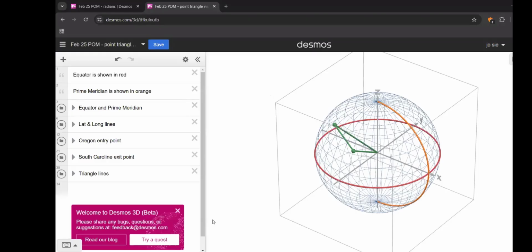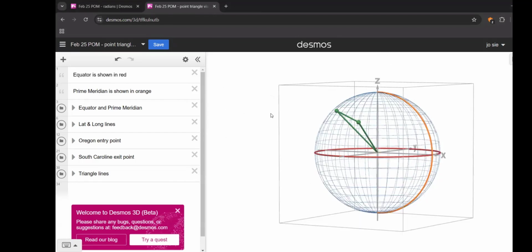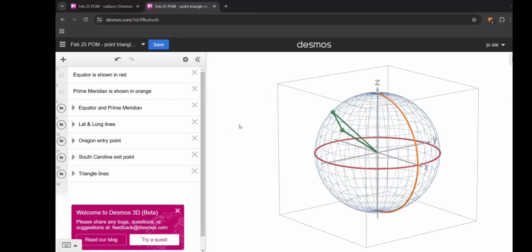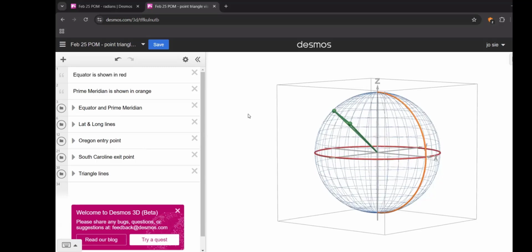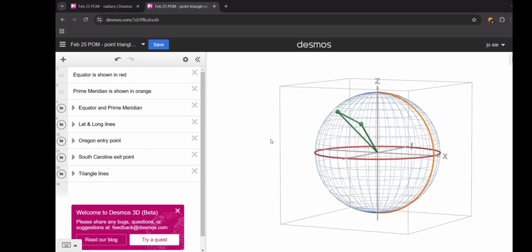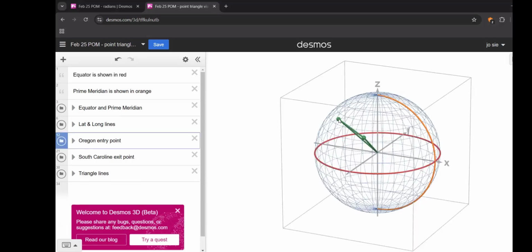So the first thing I did was I thought about what our graph looks like. So in here, I've got a nice visualization of the Earth. The blue lines are roughly latitude and longitude. That orange one is the prime meridian, and the equator is that red line. So here's my visualization of the Earth. And then we've got our 2 points in Oregon and in South Carolina.